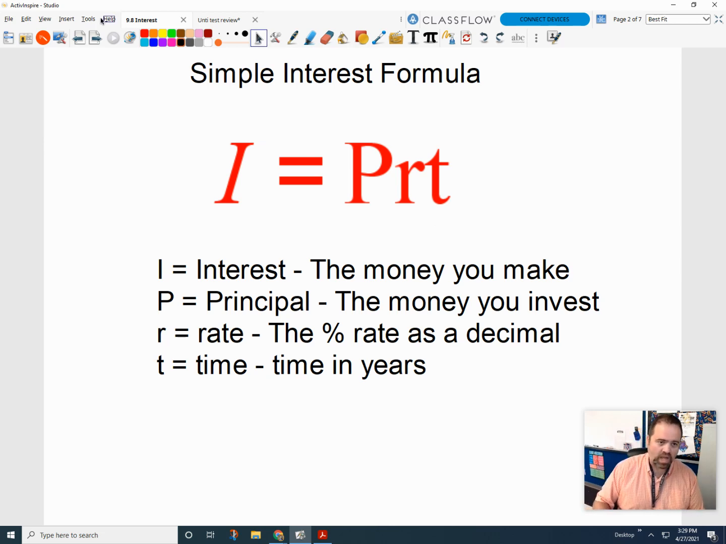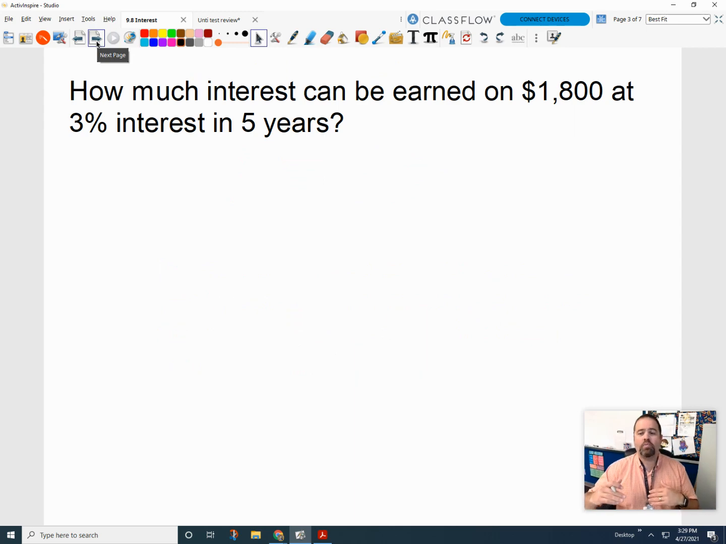So I've kind of split this up, and your homework's split up in sections too. The first 4 or 5 questions, you're calculating the interest. The last 4 or 5 questions, you're calculating the time. So grab your calculator. You'll definitely want to use a calculator on these.